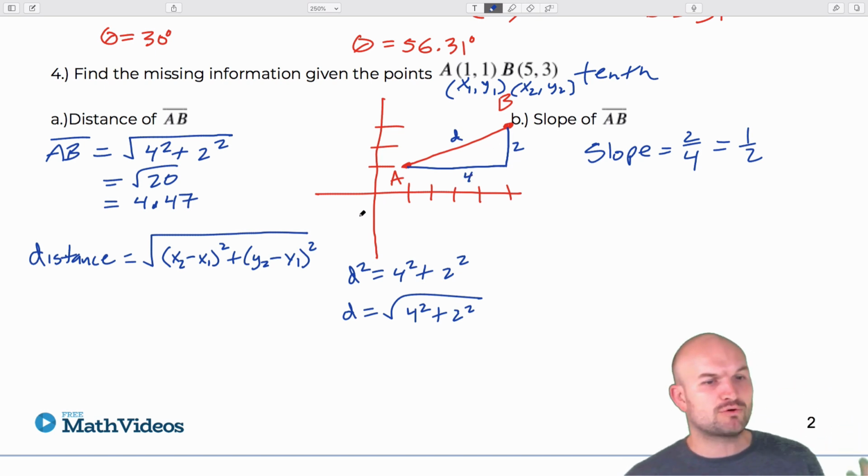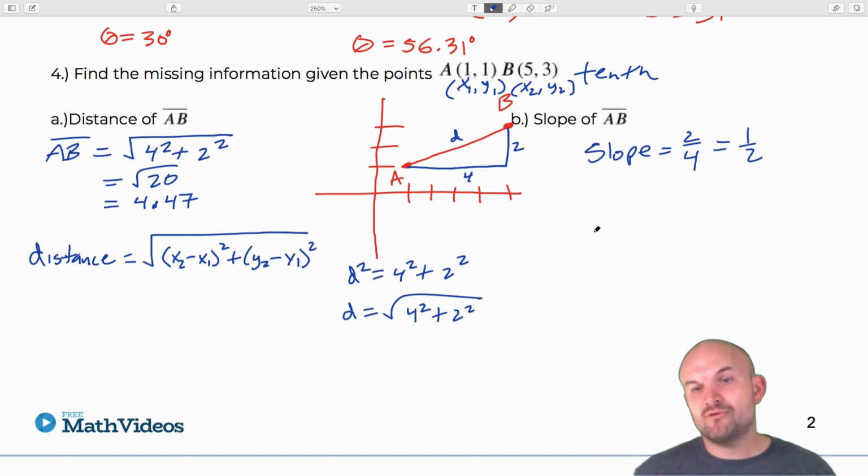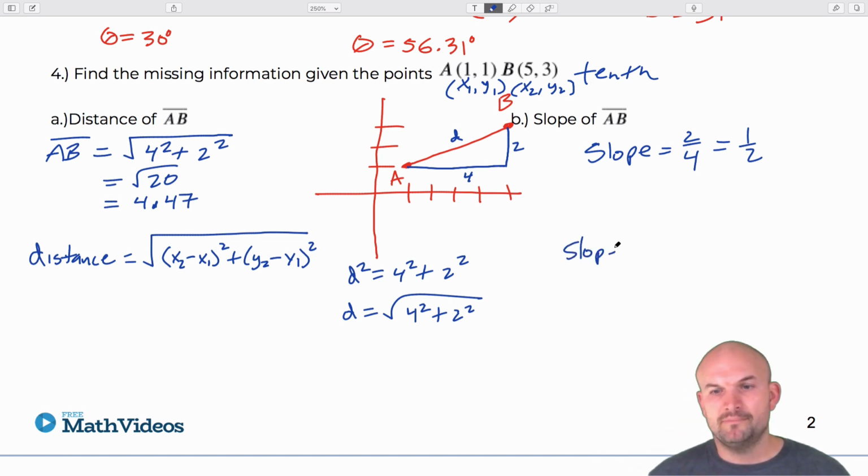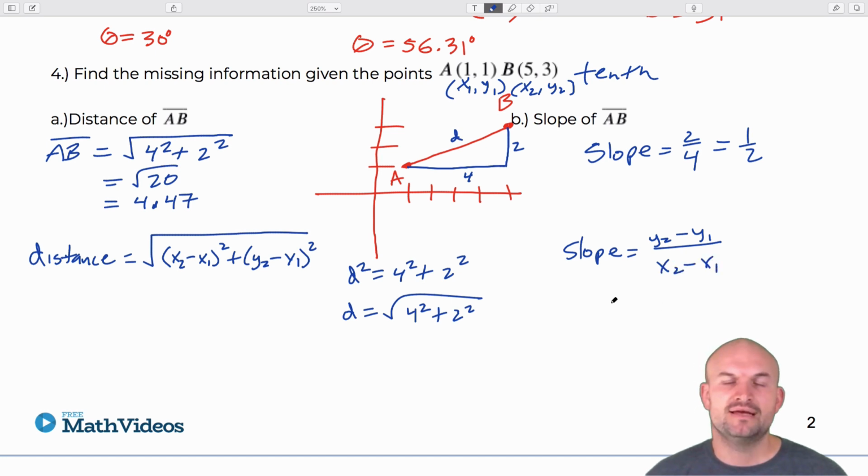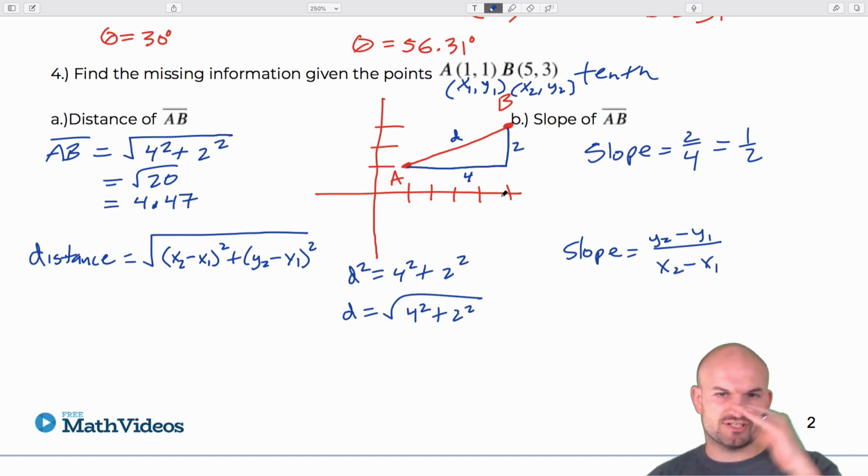I always prefer to graph it if possible, but remember, sometimes that's not the case. Now the slope is very similar, because you're just going to take the change in the y coordinates, y2 minus y1, over the change in the x coordinates, x2 minus x1. And that's basically what we did there. We found the change in the y coordinates was 2 and the change in the x coordinates was 4, and then we just write that as a ratio.